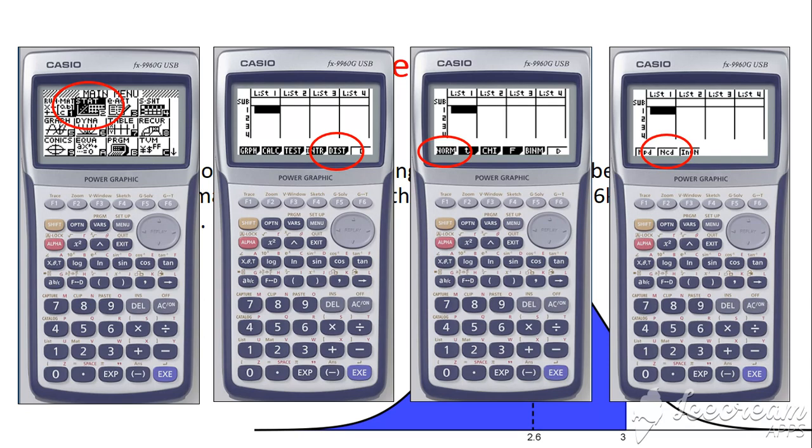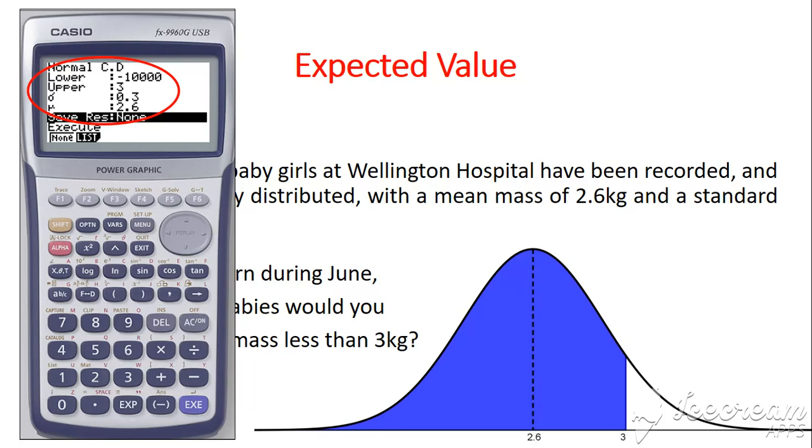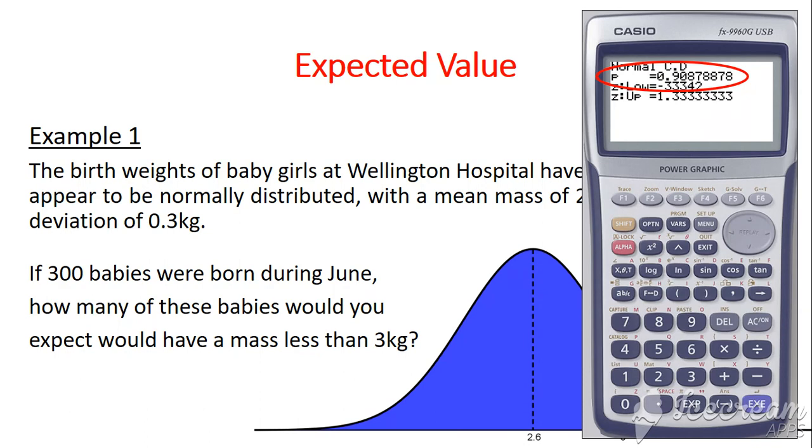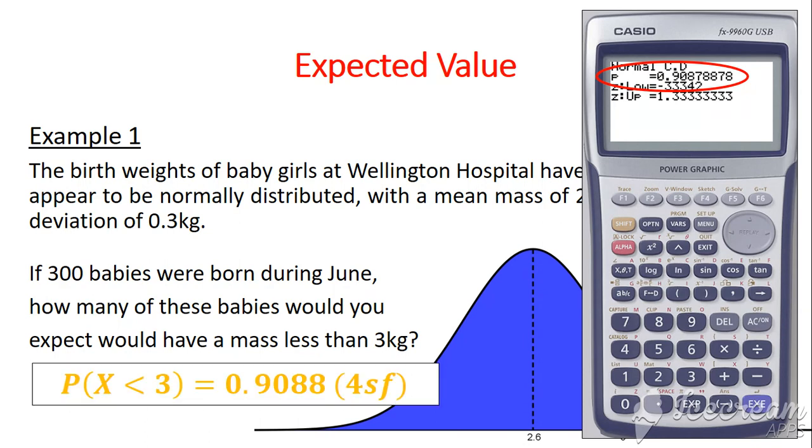Statistics, distribution, normal cumulative distribution. Let's enter in the lower boundary, which is well and truly to the left, the upper boundary of 3, the sigma, which is the standard deviation of 0.3, and mu, which is the mean of 2.6, and let's get a probability of 0.90878878. We'll round it to 4 significant figures to 0.9088.